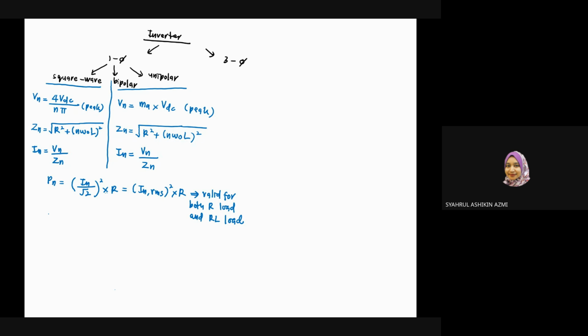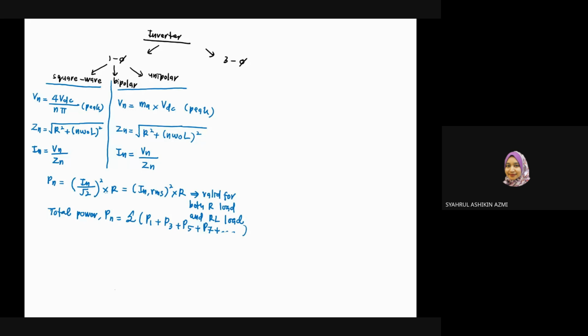So the total power absorbed by the load will be equal to the summation of all the power that you have calculated and considered using the harmonics order. Okay, how many harmonics orders do you want to do? It depends. You need to refer to the question.